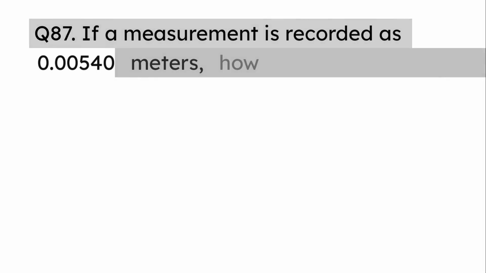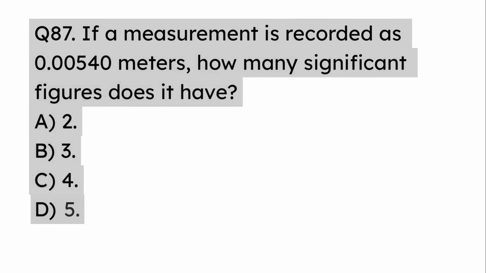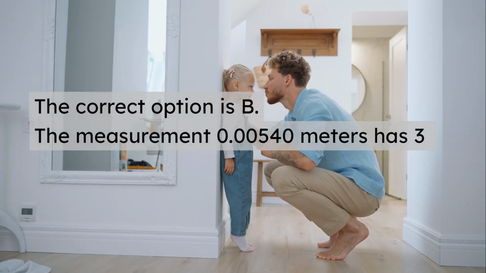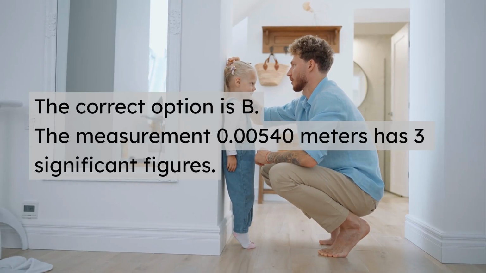Q87. If a measurement is recorded as 0.00540 meters, how many significant figures does it have? A. 2, B. 3, C. 4, D. 5. The correct option is B. The measurement 0.00540 meters has 3 significant figures.